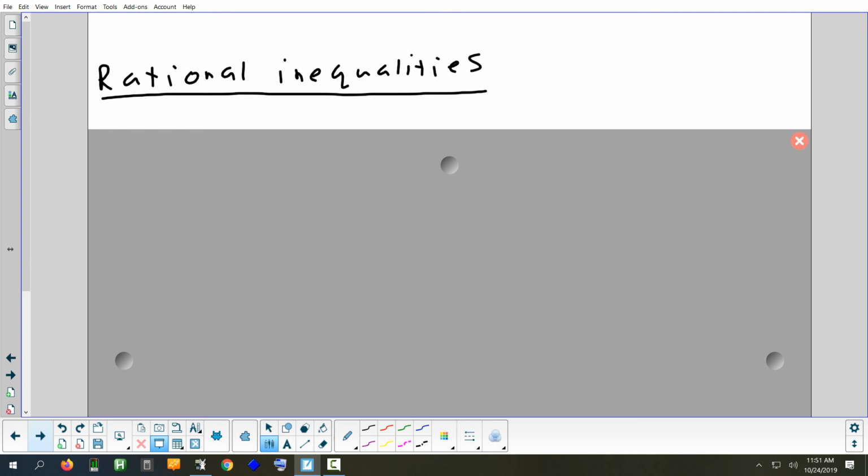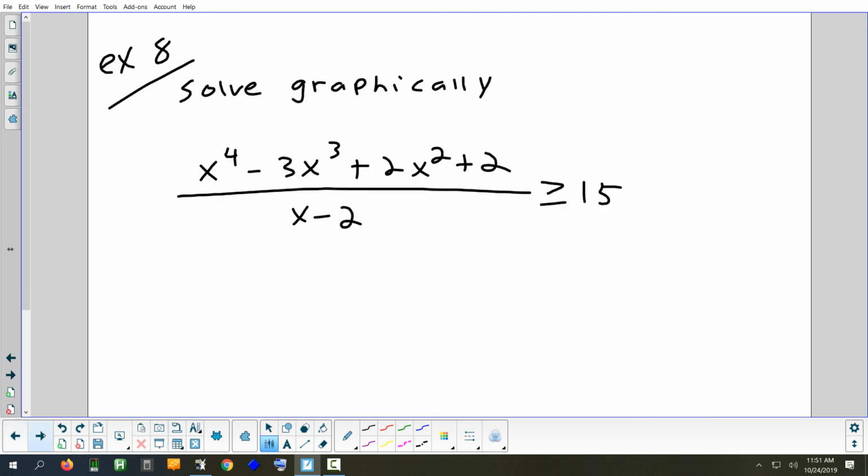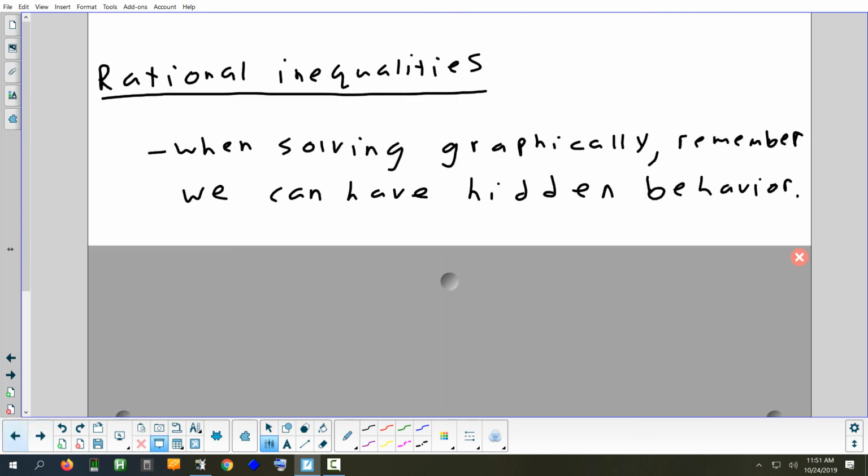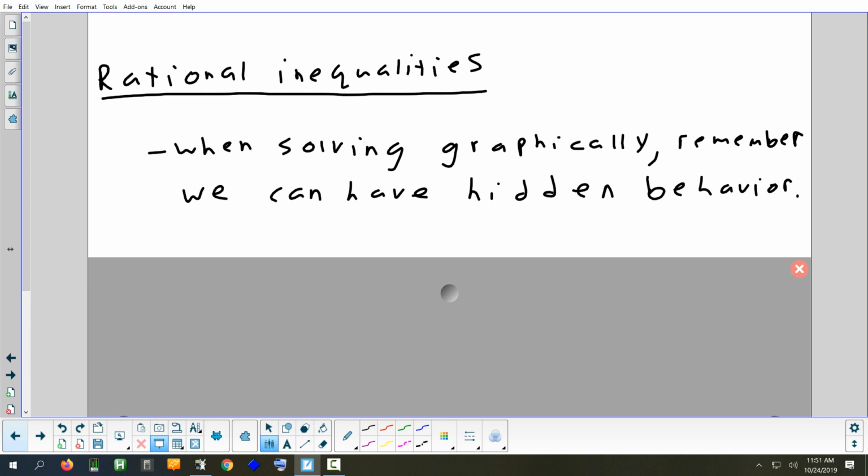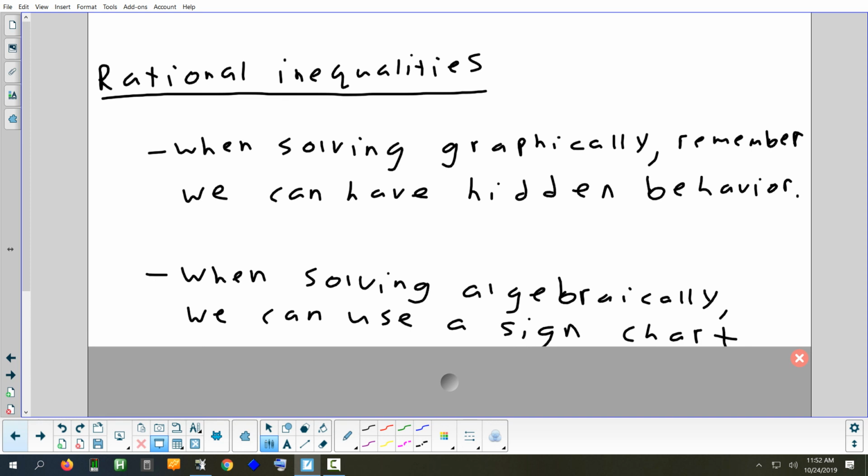So this is the last one? Yeah. So last one we're going to look at. Remember, whenever you solve something graphically, make sure you check out things that could be hidden. Hidden could mean something looks really flat and it's not, like yesterday. Hidden could mean it's off the screen. So make sure you zoom out, zoom in, whatever you have to do to get a good picture of what you're doing.